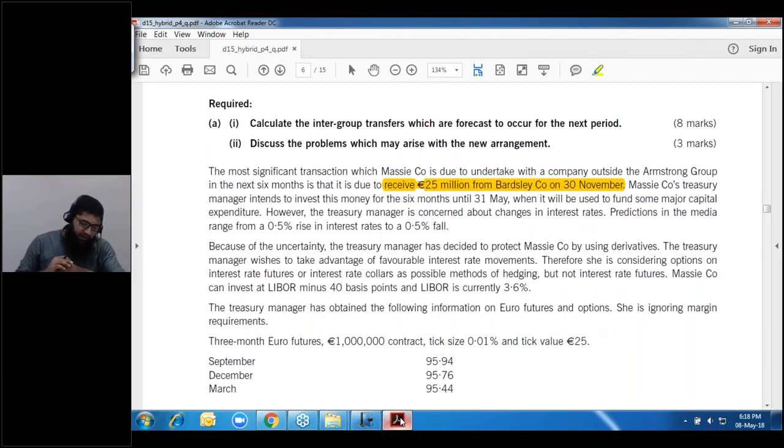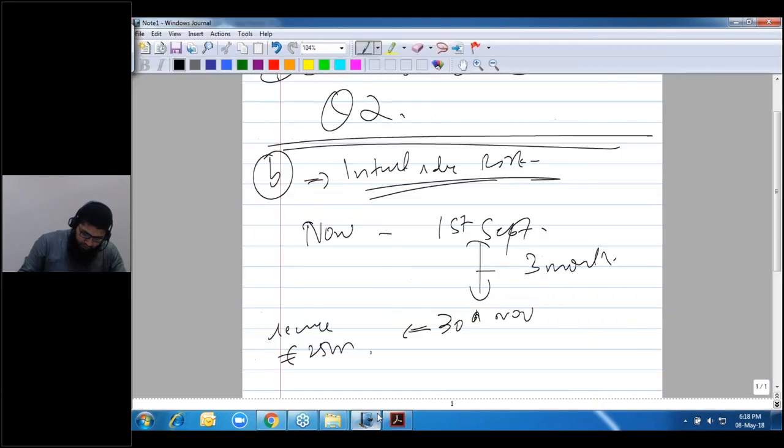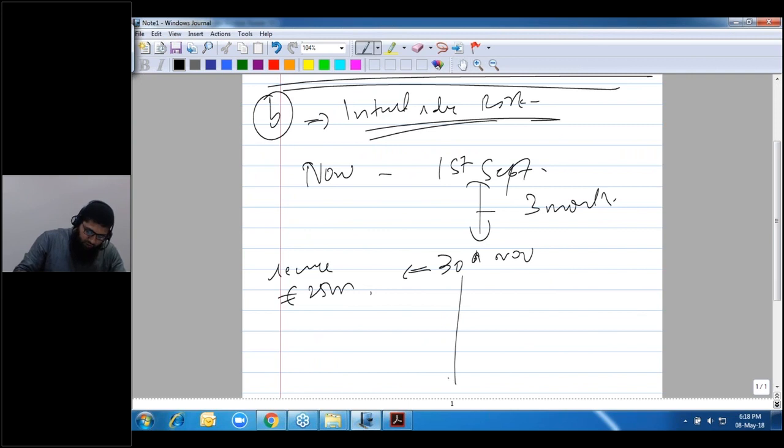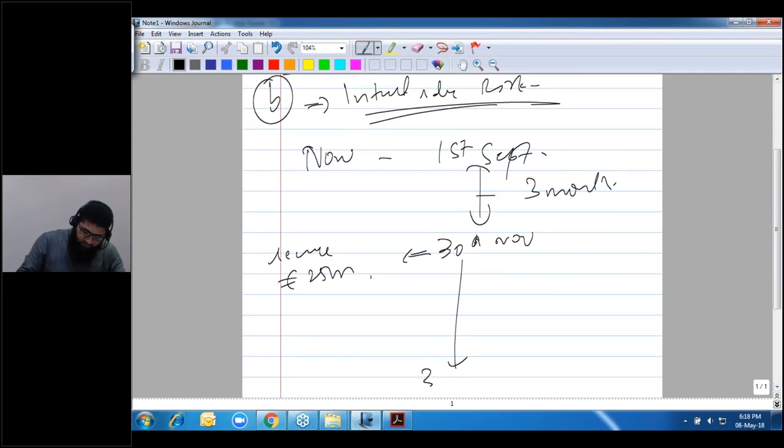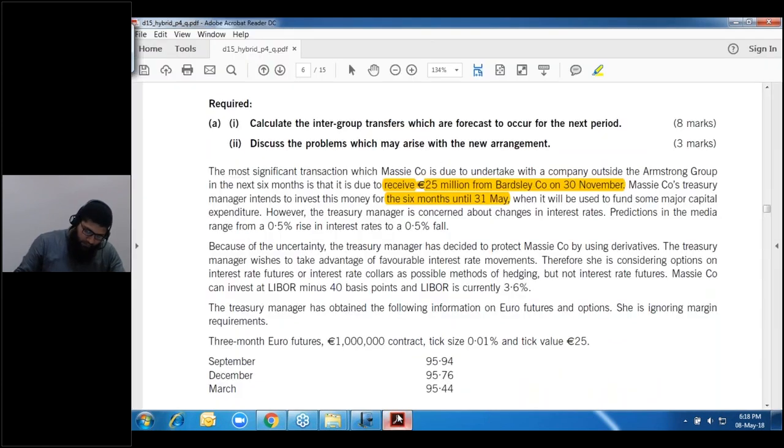The treasury manager intends to invest this money for 6 months until 31st May. So what he intends to do is that the money that he will get on 30th November, he intends to invest this money up till 31st May. Up till 31st May actually means 6 months. So what is he actually going to do when it will be used to fund the major capital expenditure?